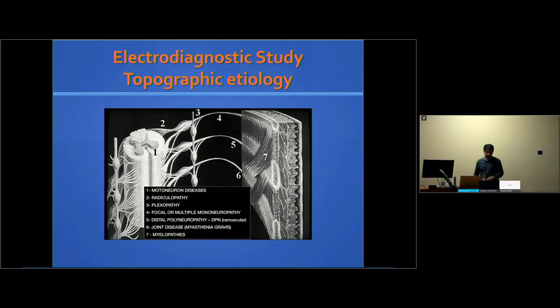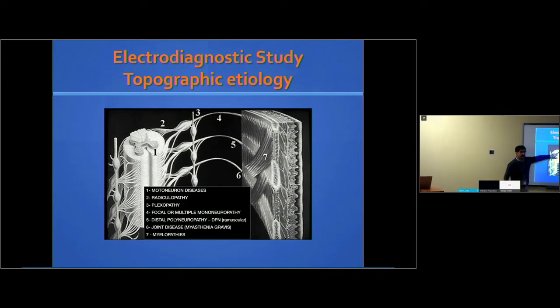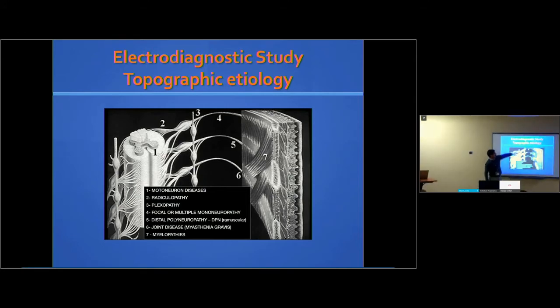When we look at the peripheral axis, you can see that motor neuron disease, or ALS, would be affecting the spinal cord. The second structure that you can see here is the nerve root. If there's pathology of the nerve root, we call it radiculopathy.